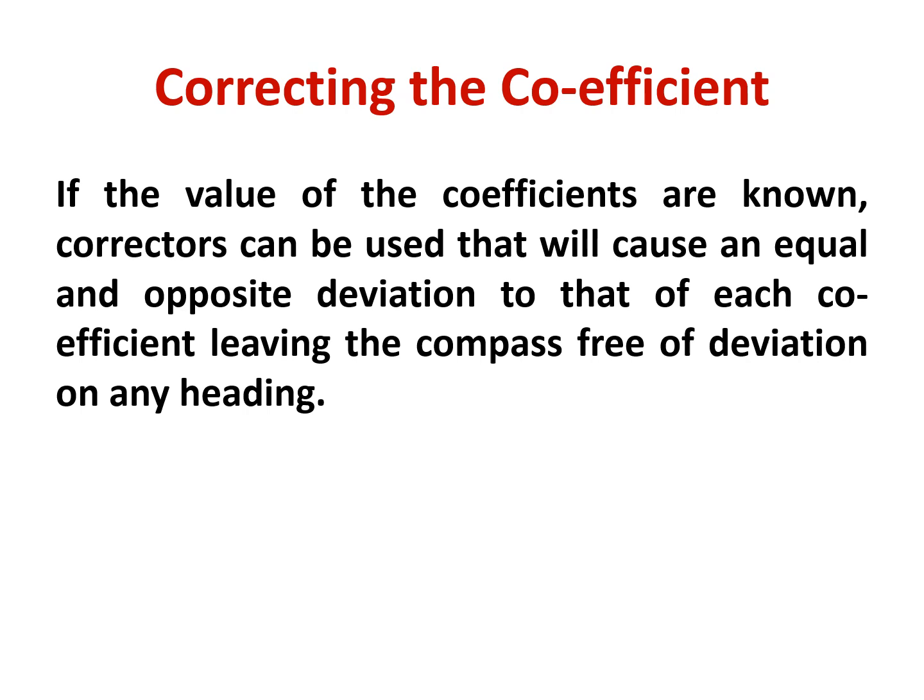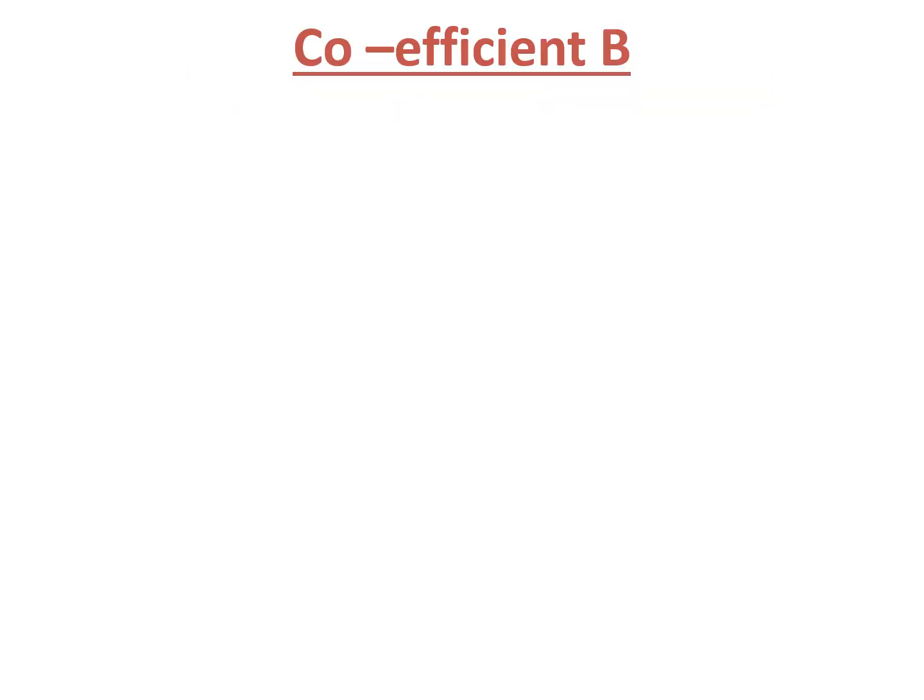So how does the compass corrector correct the coefficients? I want you to take this note. If the value of the coefficients are known, characters can be used that will cause an equal opposite deviation to that of each coefficient, leaving the compass free of deviation on any heading, right? So to correct the compass, we need to know the value of the coefficient, and we have seen how to get the value of the coefficient, right?